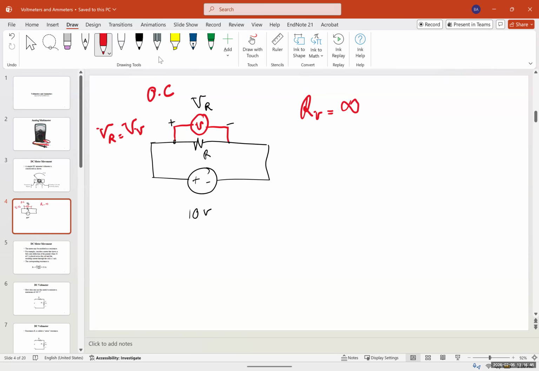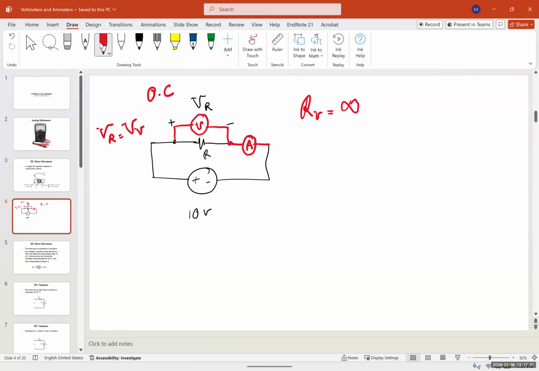What about the ammeter? How do I measure the current for this circuit? Put it in series. Perfect. If this is my resistor, I have to put the ammeter here in series. So the ammeter should be in series, the voltmeter should be in parallel. And these are for ideal situations. Again, we never have an ideal ammeter or voltmeter. We always have an internal resistance for the ammeter and for the voltmeter.